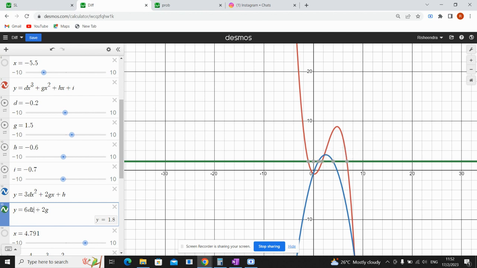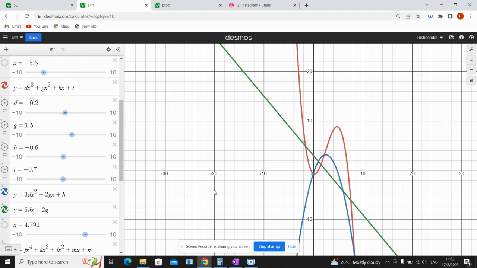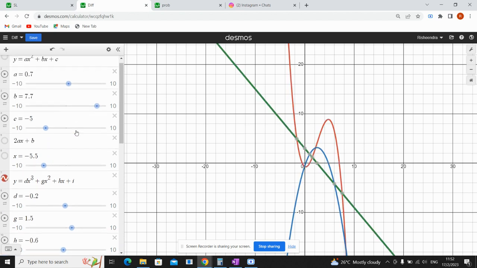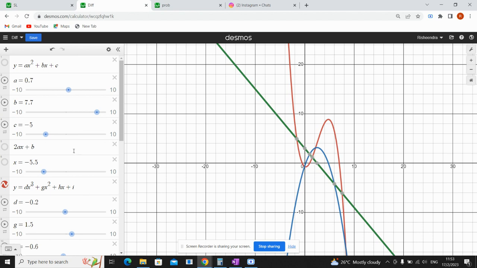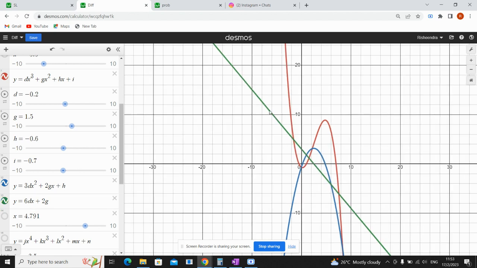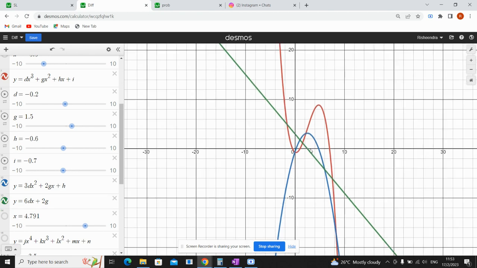dx, sorry, a small mistake here, dx. See, this is the graph. The original equation differentiated and double differentiated is a straight line. Instead of coming at a point like a parabola, when we double differentiate a cubic equation, we get a straight line, which means up to this point, it will have a minimum point.